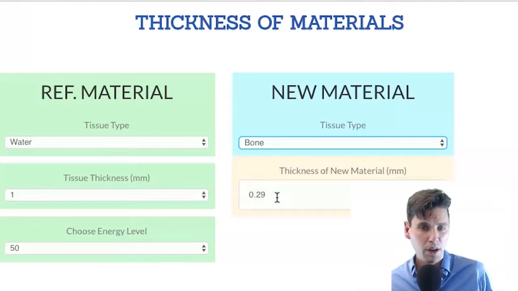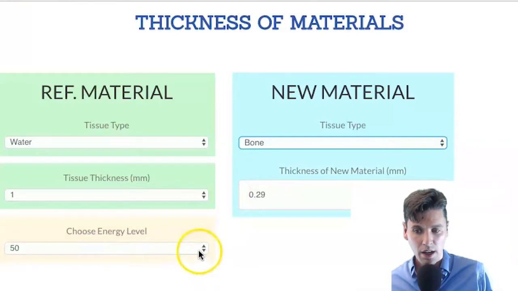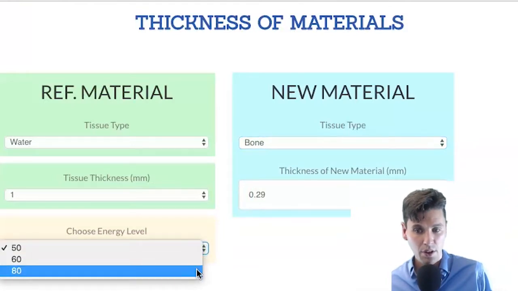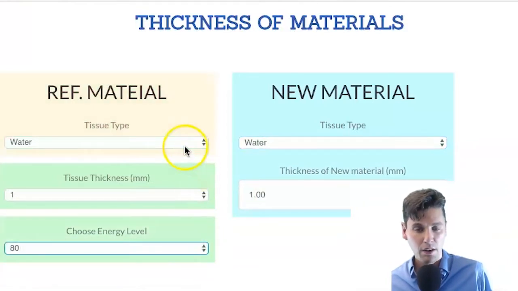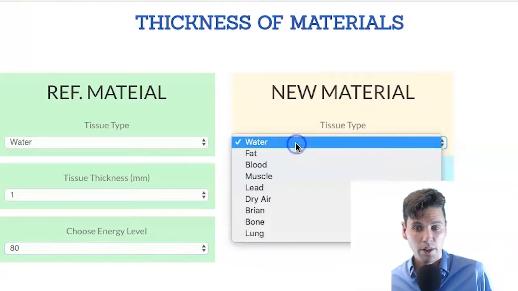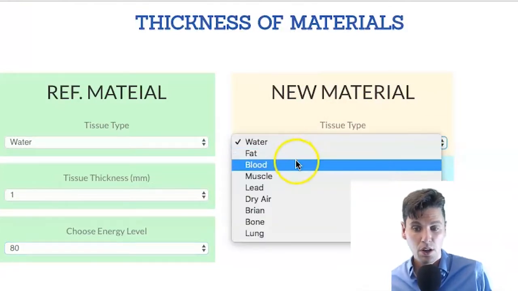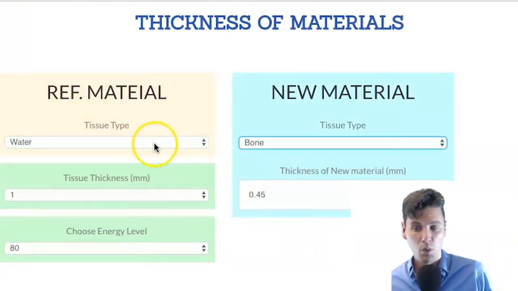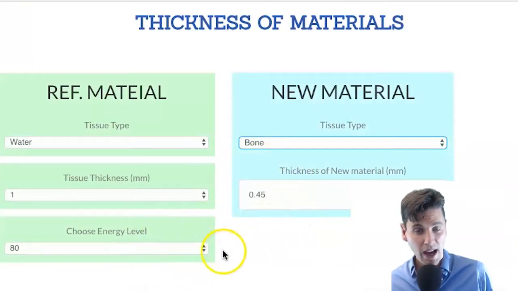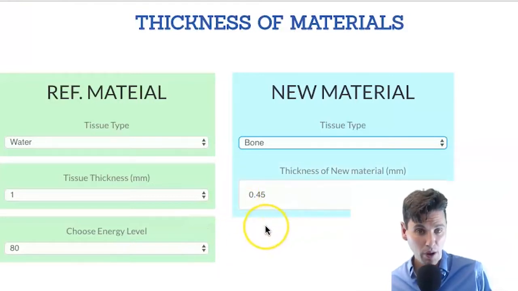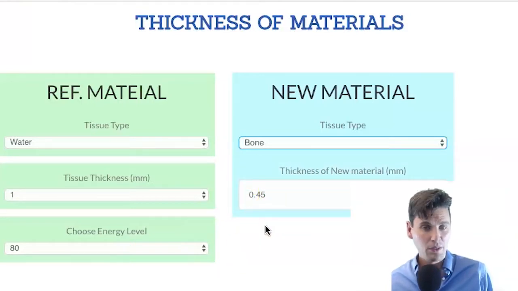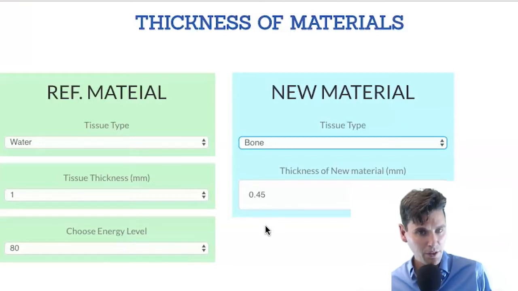So now if we went to a higher energy, again, remember we changed the energy first. So we go to 0.8. It went back to water and water. Then we're going to change it to bone again. So we're water and bone. And now we went to higher energy. So now instead of 0.3, it's now 0.45, right? That's what we know, that higher energies are more penetrating, right?